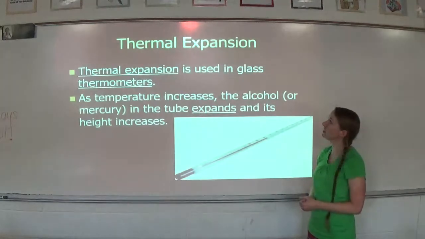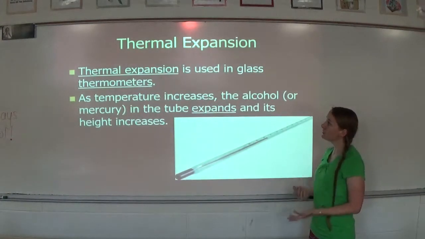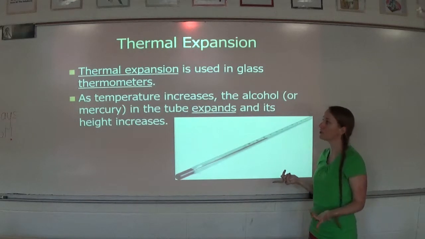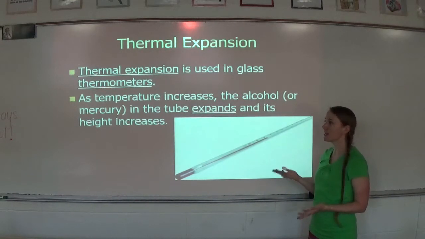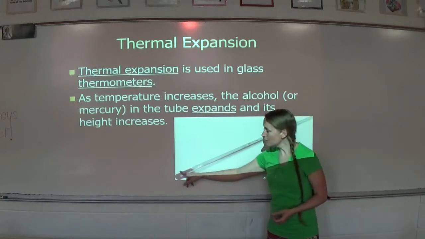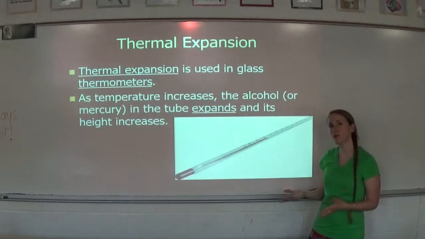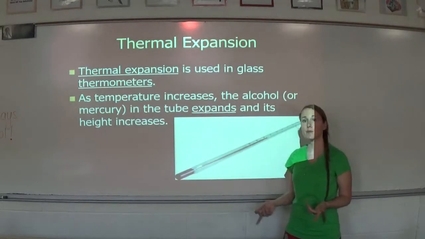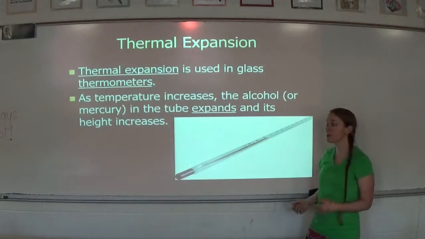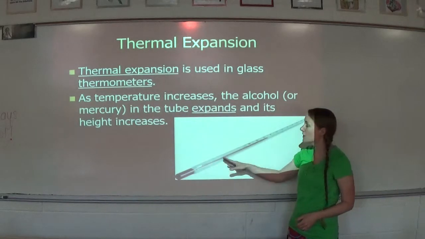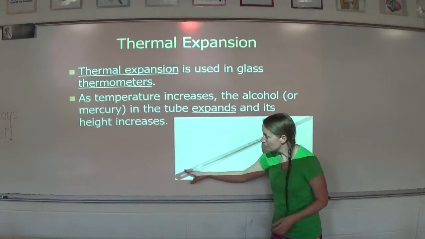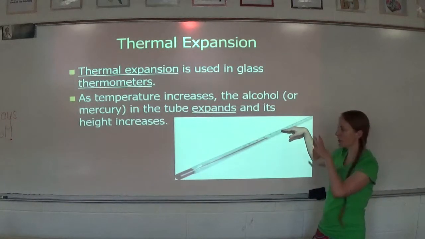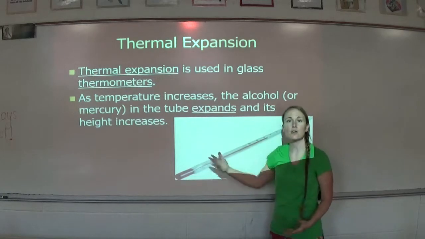So thermal expansion is used in glass thermometers. As temperature increases, the alcohol or mercury, depending on which kind you're using, in the tube expands and its height increases. If you see a thermometer with a red or a blue liquid in it, that's an alcohol thermometer. If you see the ones that have the silver, that's a mercury thermometer, and mercury is poisonous. So most of the time at school you'll use an alcohol one. As you heat the liquid, it will expand, so it rises and shows the correct temperature. As we cool the liquid, it will contract and go back down the thermometer.